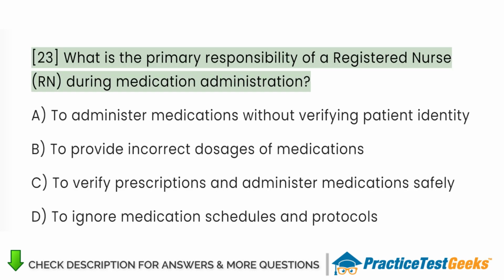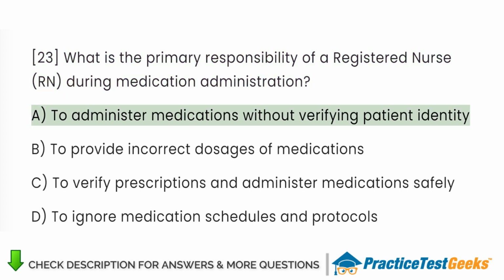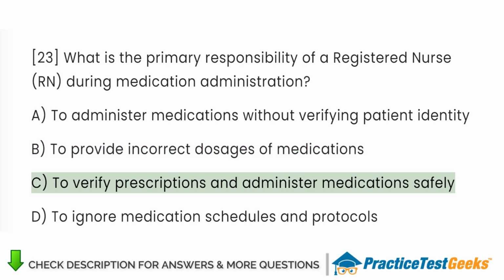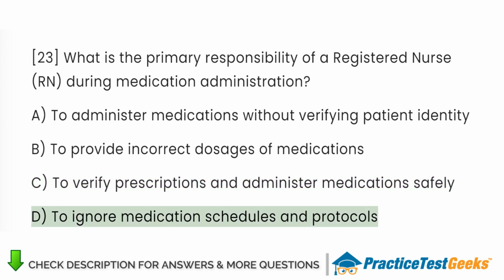What is the primary responsibility of a registered nurse, RN, during medication administration? A. To administer medications without verifying patient identity. B. To provide incorrect dosages of medications. C. To verify prescriptions and administer medications safely. D. To ignore medication schedules and protocols.